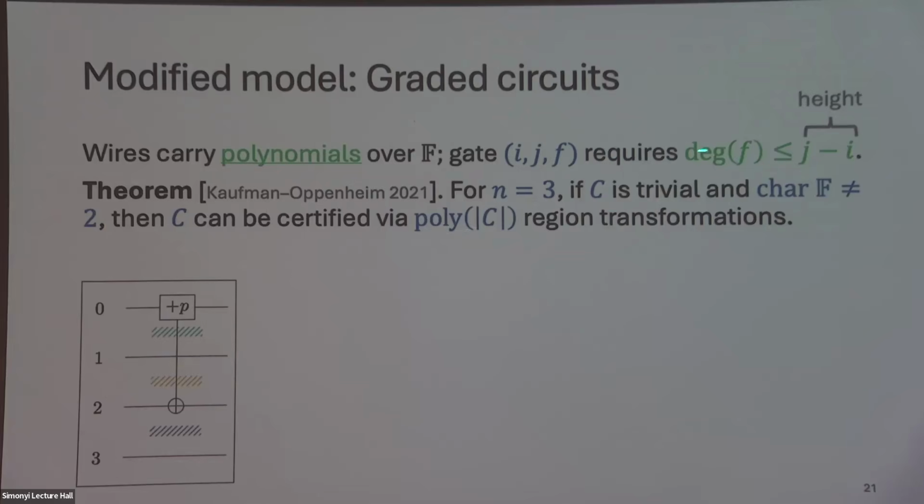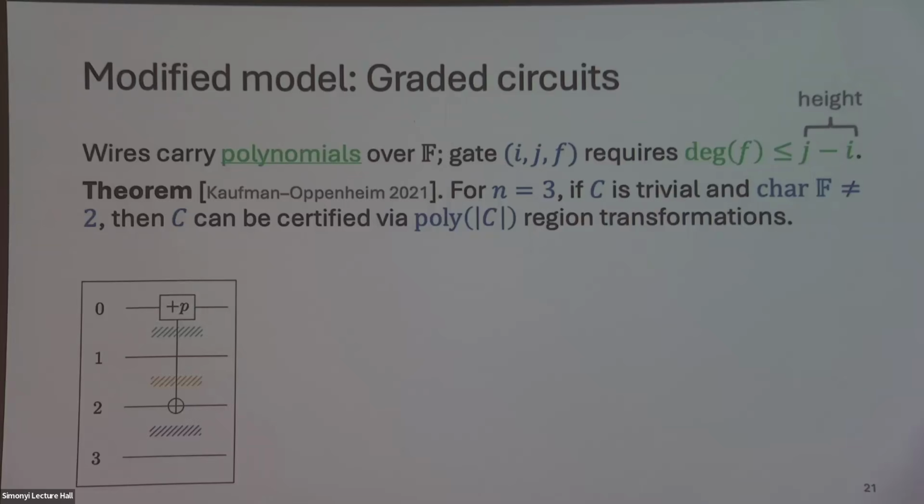And so this constraint makes things more annoying, which maybe Tom knows if you were also thinking about these sorts of things. So for instance, here's the n equals 3 case, and here's a gate which goes from wire 0 to wire 2. The constraint in this case says that wire 0 is carrying a polynomial, wire 2 is carrying a polynomial, and the degree of this polynomial p has to be at most 2.